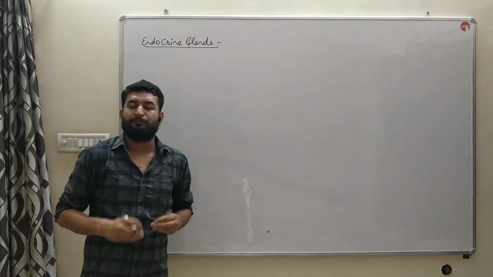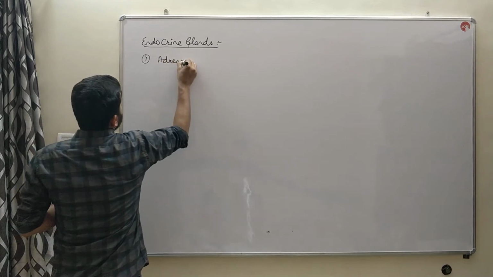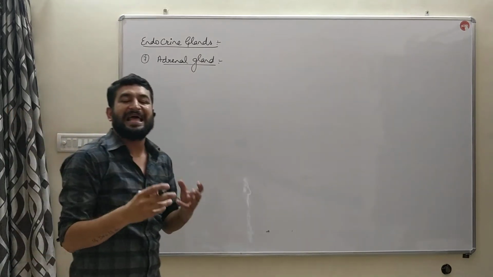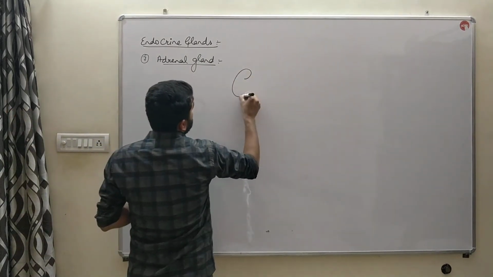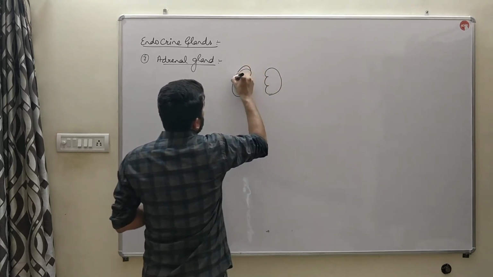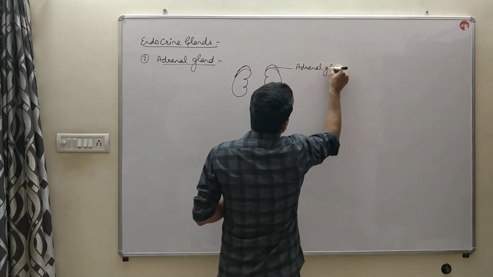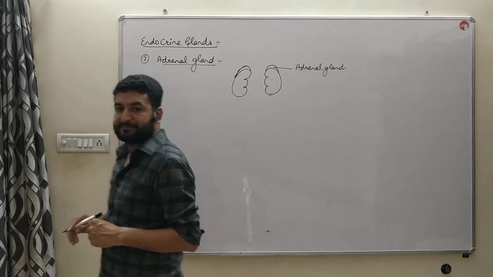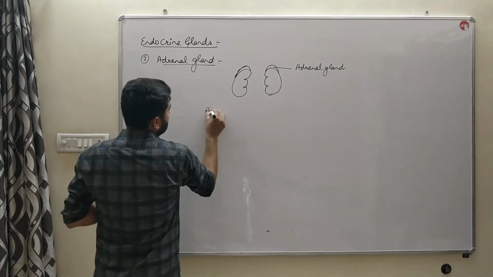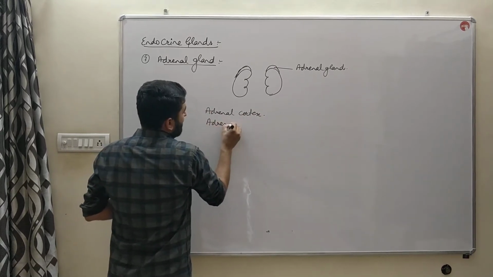Next, and the very, very important gland which we have to discuss is adrenal gland. These are a pair of triangular shaped glands present over the kidneys. As we draw the diagram of kidneys in the excretory system, there are two triangular shaped glands present over the kidneys, and those are known as adrenal glands. Adrenal gland has two regions. The outer region is adrenal cortex, and the inner region is adrenal medulla.